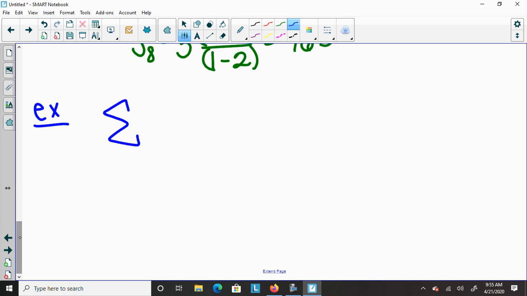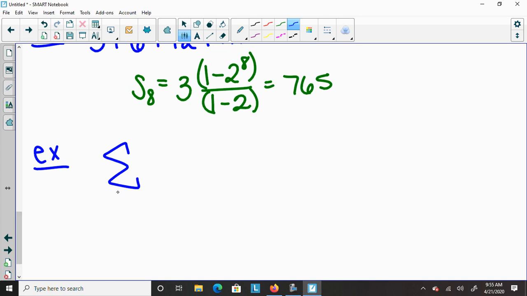They don't have to use an N. You can use any other letter. Sometimes it's an I, sometimes it's a K. I'll do a K. So we'll start with our first term. Let's go to the 7th term. And for geometric, remember it looks like an exponential growth or decay.